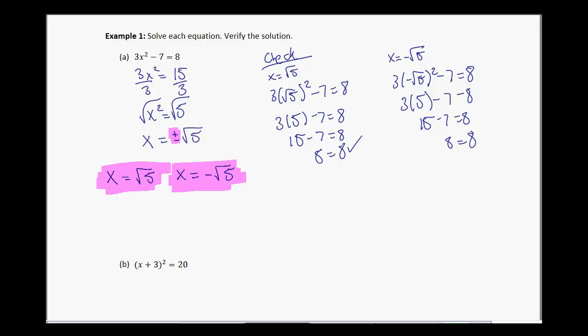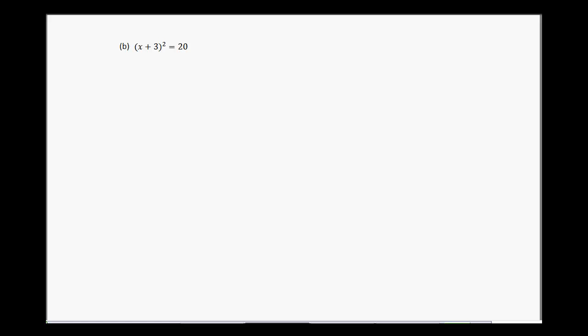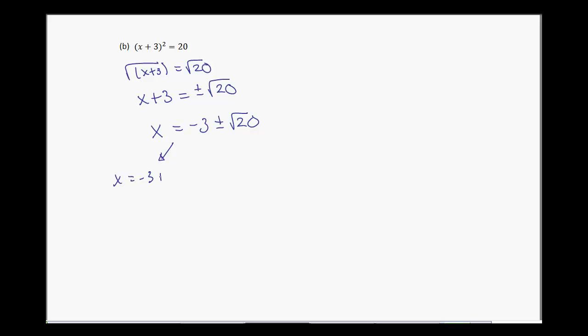Using square roots, try it once more. Part B. We have x plus 3 all squared equals 20. Well, right away we can inverse our square by square rooting both sides of the equation here. So we get x plus 3 equals plus or minus the square root of 20. But we want the solution to x, so we get x equals negative 3 plus or minus root 20 as our solutions. So we have x equals negative 3 plus root 20, or x equals negative 3 minus root 20.